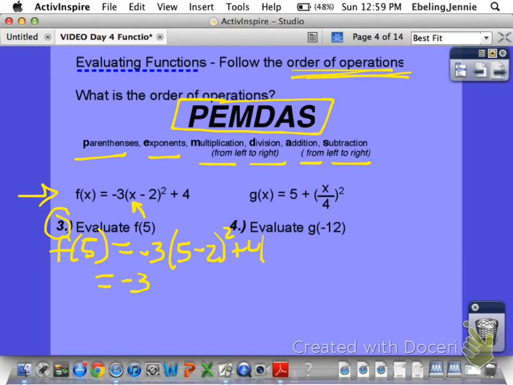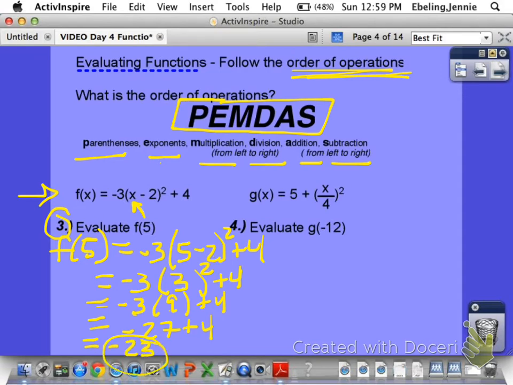Well, I have parentheses. 5 minus 2 is 3, so that has to go first. Then I have exponents, so I have negative 3 times 3 squared, which means 3 times 3. I have 9 there, plus 4. Then I'm going to do my multiplication. Negative 3 times 9 is negative 27. Add 4. And then finally do that addition, and negative 27 plus 4 is negative 23. So I evaluated the f function when x was equal to 5.